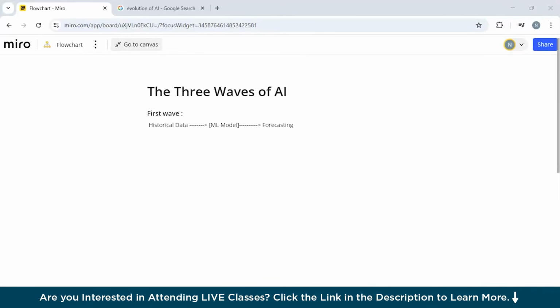Now, let us start by understanding the first wave of artificial intelligence, which was predictive analytics, or we could say data analytics and forecasting. What exactly happened? Predictive AI focused more on analyzing historical data, identifying patterns, and making forecasts about future events. These models did not generate any new content, but instead predicted outcomes based on statistical models and machine learning.